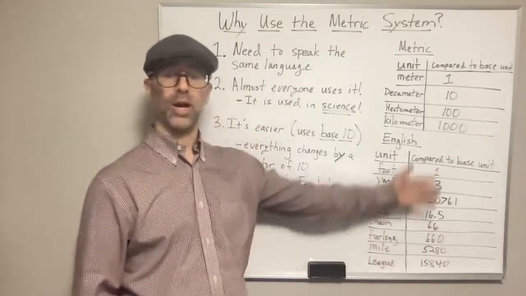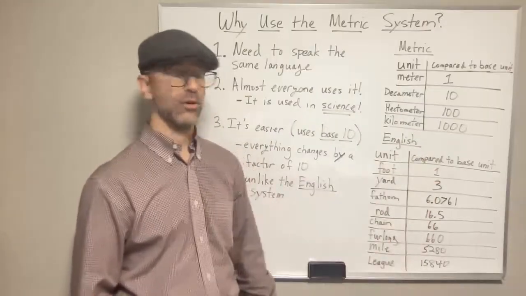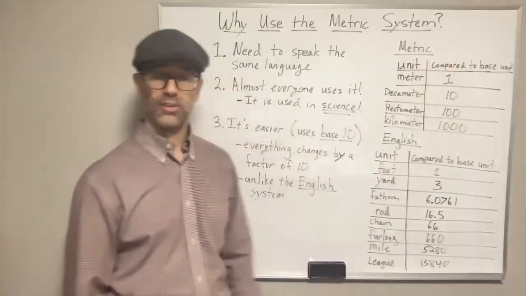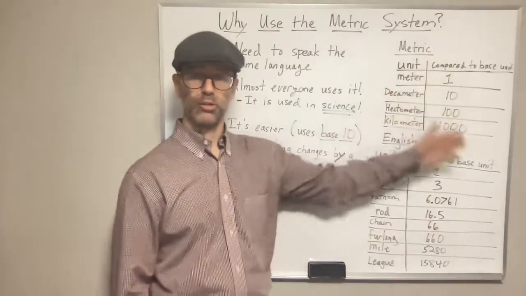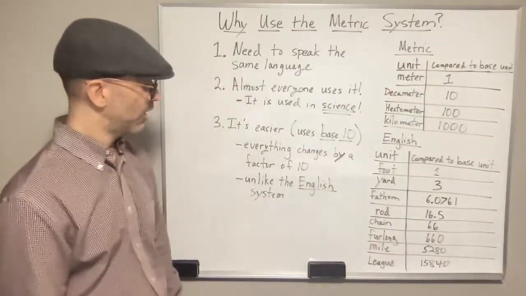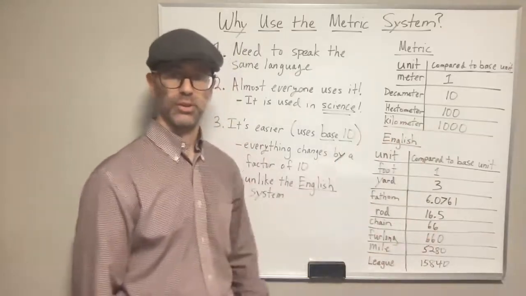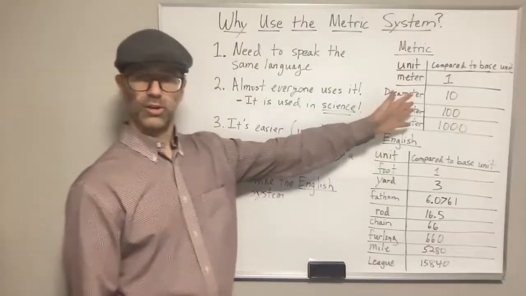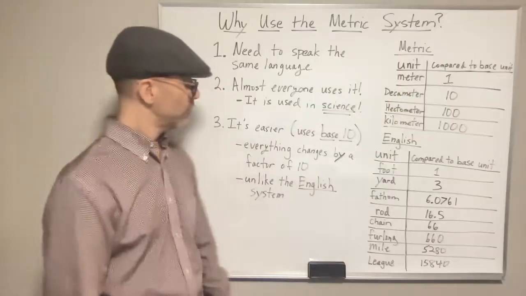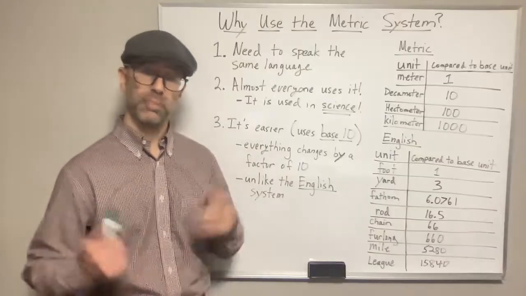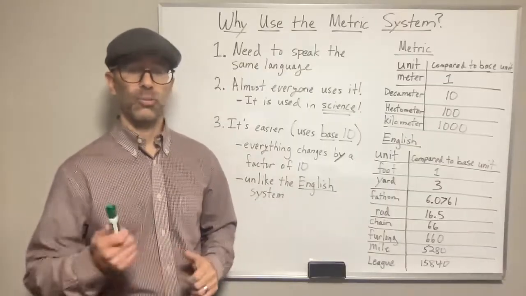So would you rather memorize all these numbers, or would you rather have this simple system here? I think we would all agree on the metric system. Of course, if you're really familiar with this, you might be able to do this, but this definitely looks a lot easier. So those are a few reasons why we would want to use the metric system, especially in science. I hope this was helpful.